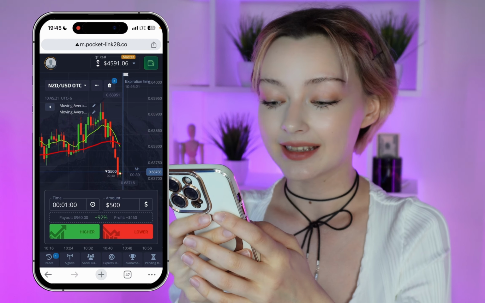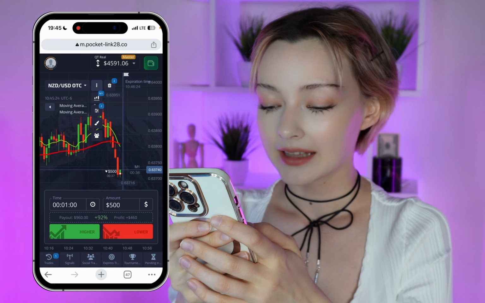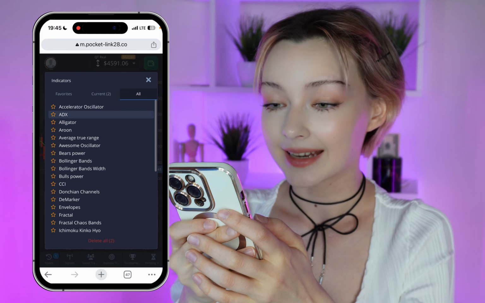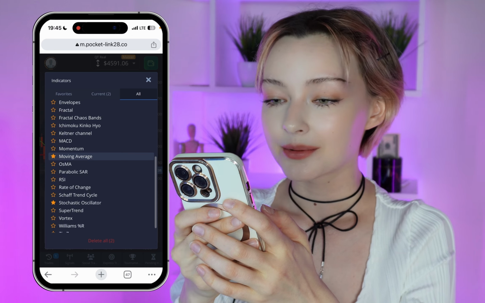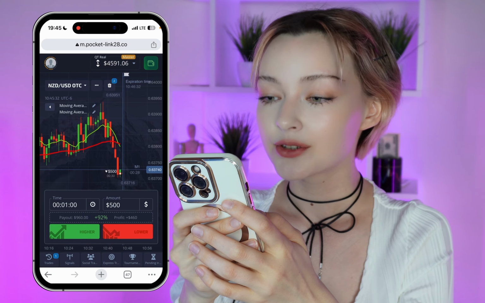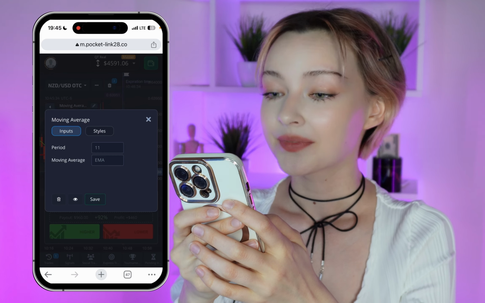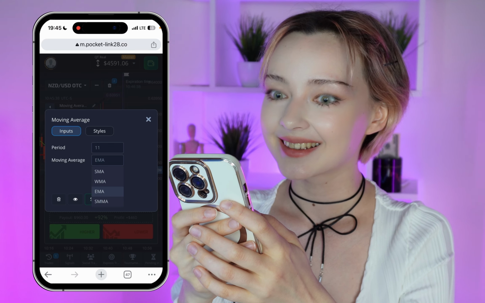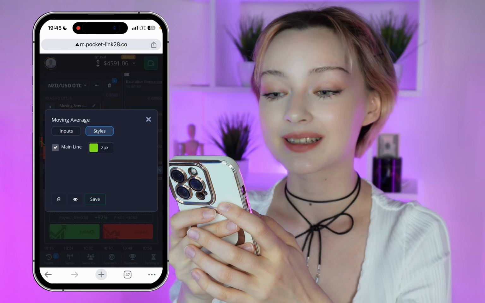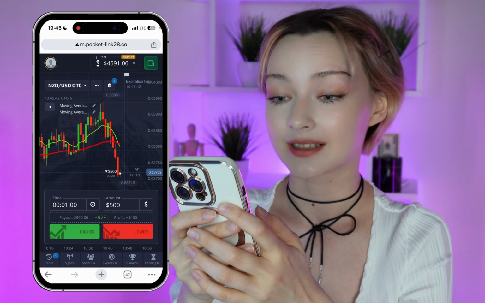We're opening the indicators list and looking for an indicator called moving average. Here it is. We're clicking it twice, adding two moving average lines this way. These are the settings of the first line. Make sure to remember them correctly. It's very important. This is what it looks like for me in regards of the style section.